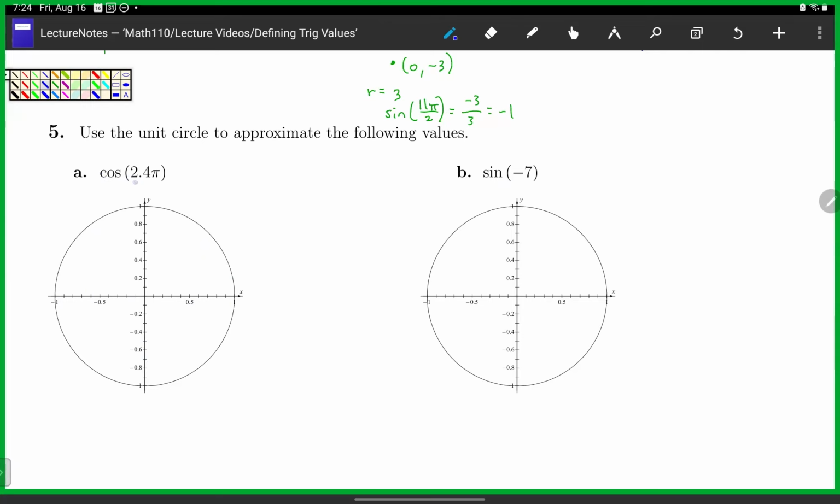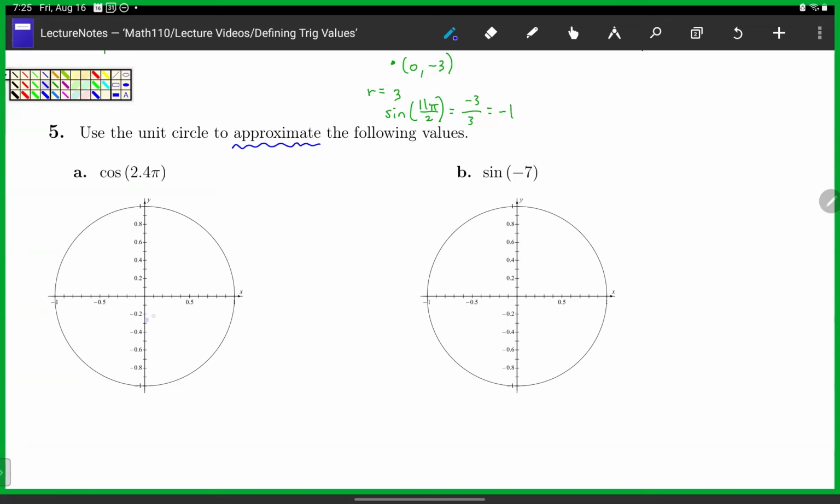So here I'm going to look at cosine of 2.4π. Now, this is an estimate. It's asking me to approximate these values, and so it's a little bit tough. So I'm going to try to figure out how to place this 2.4π. I know that π is a half turn. And that means I need to divide my half turn into 5 equal pieces or 10 equal pieces?